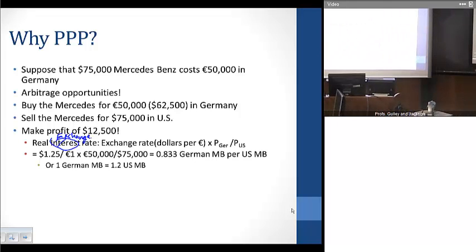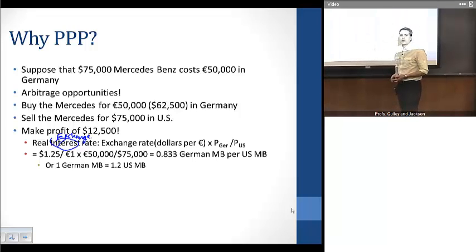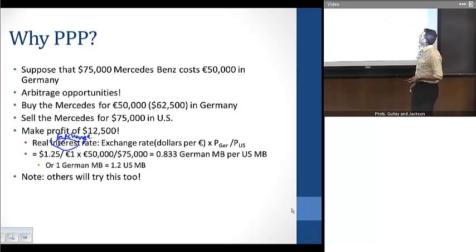Okay? And so you can go through this exercise and see what the real exchange rate is in terms of German Mercedes-Benz per U.S. Mercedes-Benz. And it turns out to be the equivalent of 1.2 to 1. And so the point of this is that because you have these exchange rate differentials, it provides an incentive for a bunch of profit-making opportunities by arbitraging these exchange rate differentials.